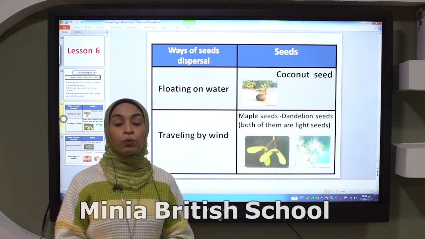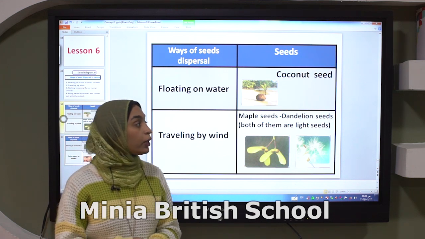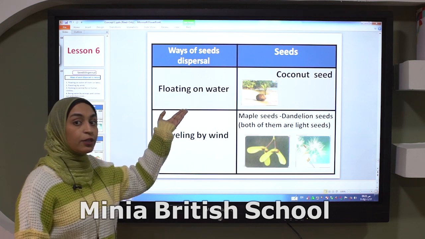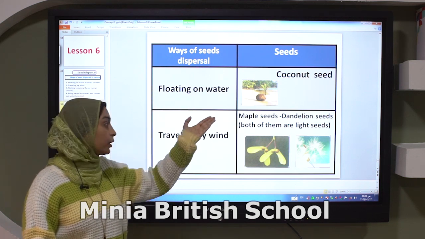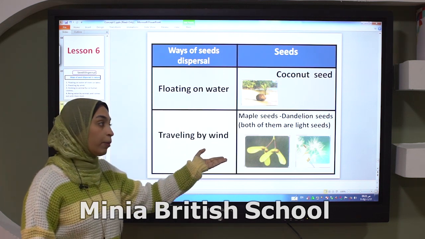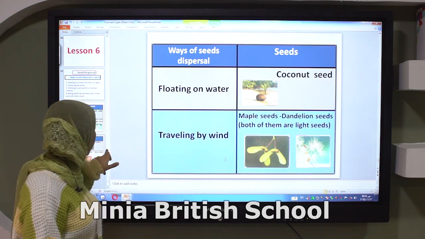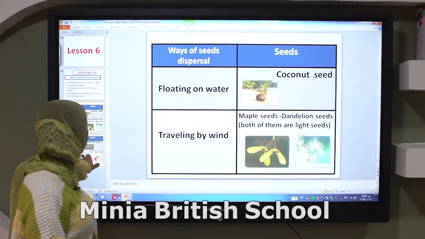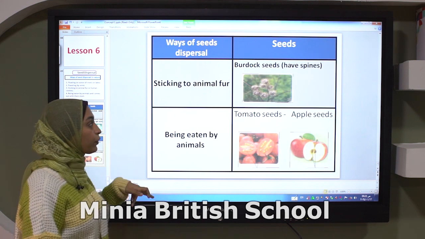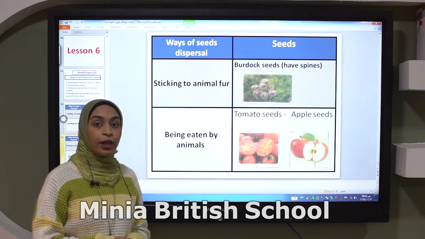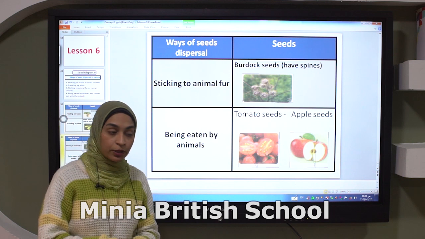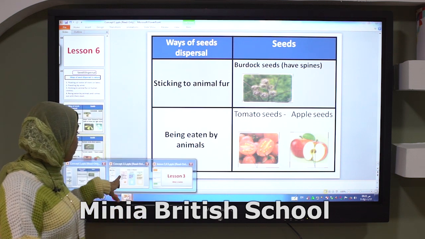Ending the lesson with the ways of dispersal, we can see that some seeds float on water like coconut seeds, travel by wind like maple and dandelion seeds, stick to animal fur like burdock seeds as they have spines, or are eaten by other animals like tomato seeds. This is for concept 1.